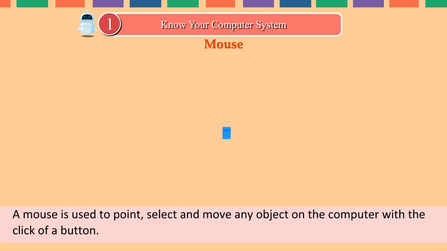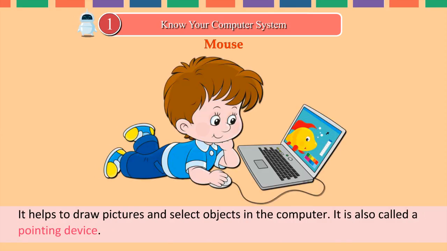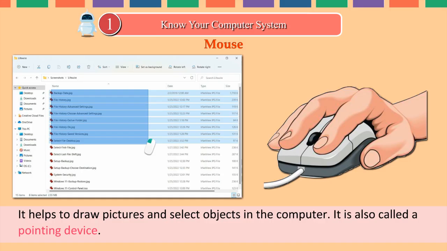Mouse. A mouse is used to point, select and move any object on the computer with the click of a button. It helps to draw pictures and select objects in the computer. It is also called a pointing device.